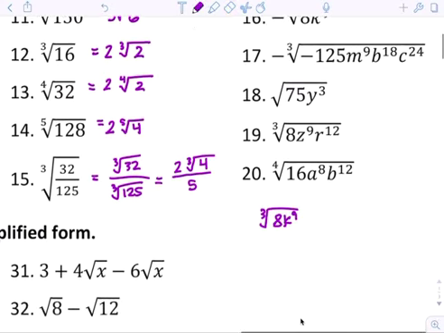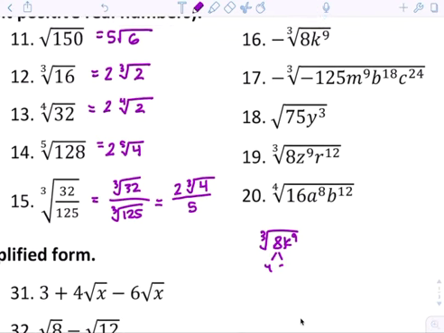So let's do the number first, right? So 4 times 2, 2 times 2. Group of 3, right? So 1, 2, 3. We found a group of 3 of 2, so it's going to be 2. And then for the variable, k to the 9th, 9 divided by 3, which is 3. So k to the 3rd. And don't forget this negative sign, right? So I'll just put that there. We get negative 2k to the 3rd.